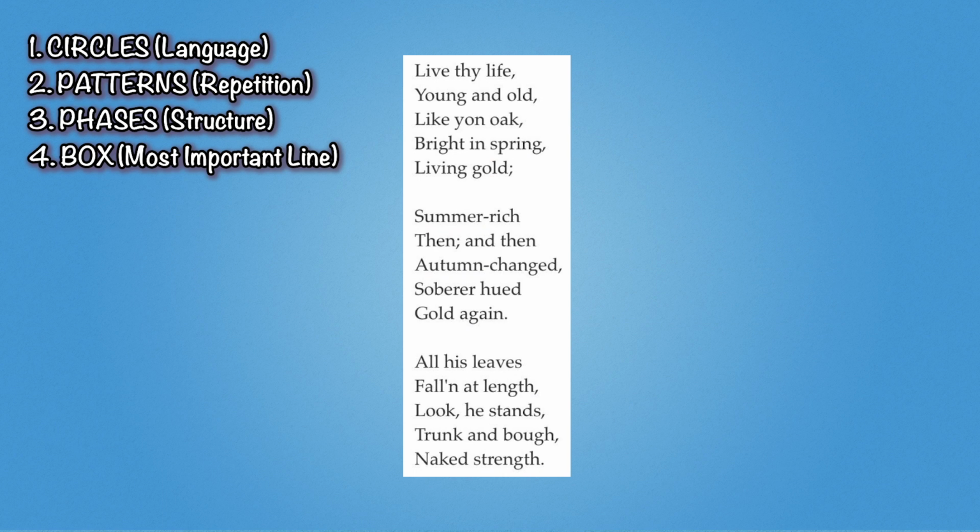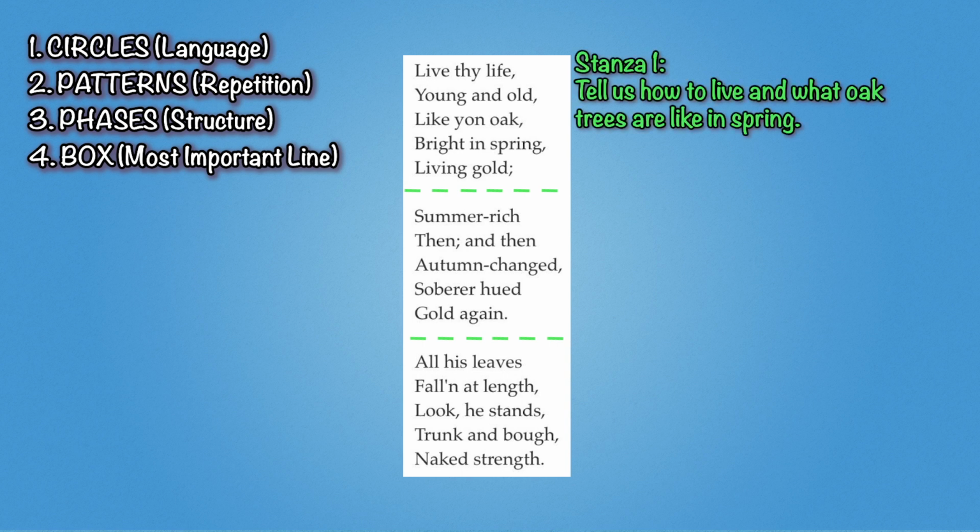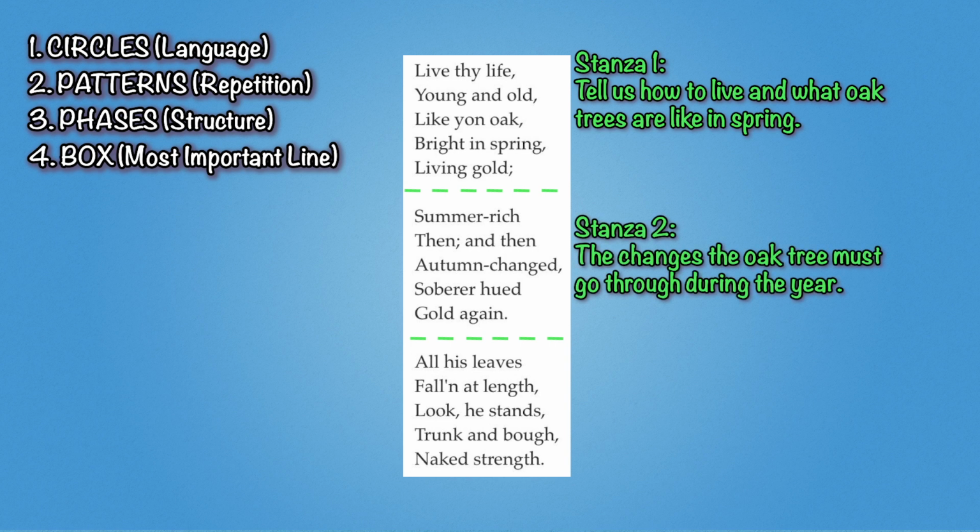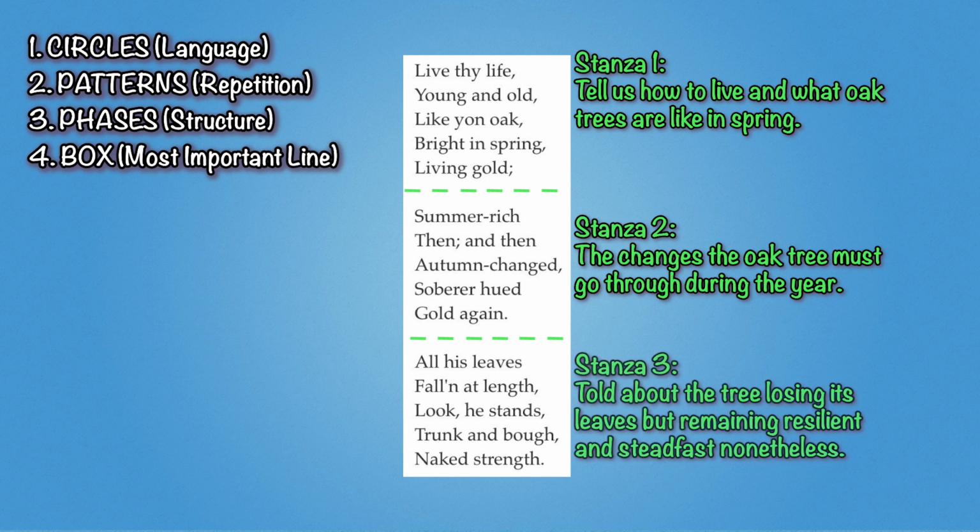Next, we look at phases, so how the poem is organized. We have 3 clear stanzas here, so I'll draw my dashed lines in the spaces between each one. Now, let's briefly summarize what happens in each of the stanzas. The first tells us how to live, and the oak trees are bright in spring. Then in stanza 2, we're told about the changes that happen to the oak tree during the year. And finally, in stanza 3, we're told about the tree losing its leaves in autumn and winter.